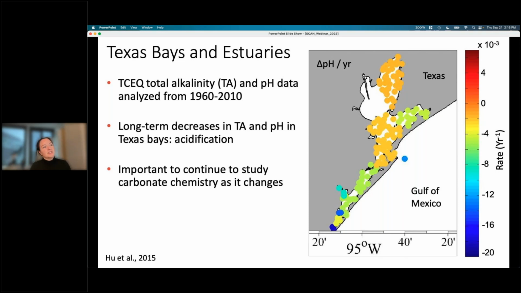Given that the current or the base rate of acidification levels in an estuary ecosystem can also influence a response to a short-term event like a tropical cyclone, it's important to continue studying these ecosystems as they start to change and the carbonate chemistry starts to reflect large-scale global changes in ocean acidification and coastal processes.